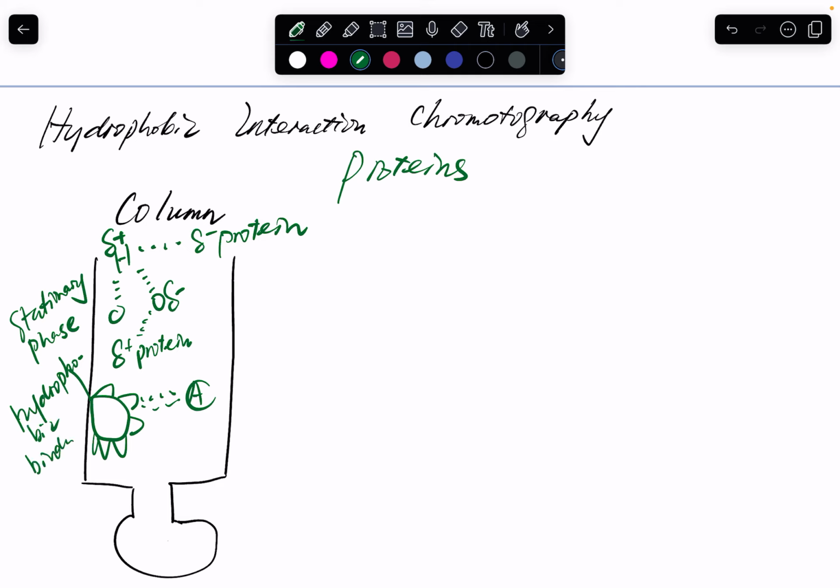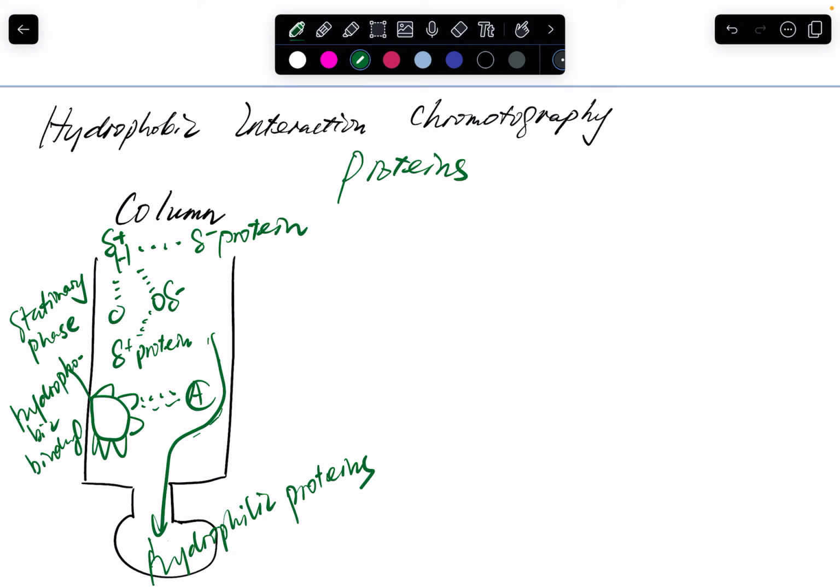binding, so that when most of the hydrophobic proteins are binding to this stationary phase, the mobile phase can have the hydrophilic proteins elute out first. Then we can collect these portions that are hydrophilic. These are the hydrophilic proteins that we're interested in.